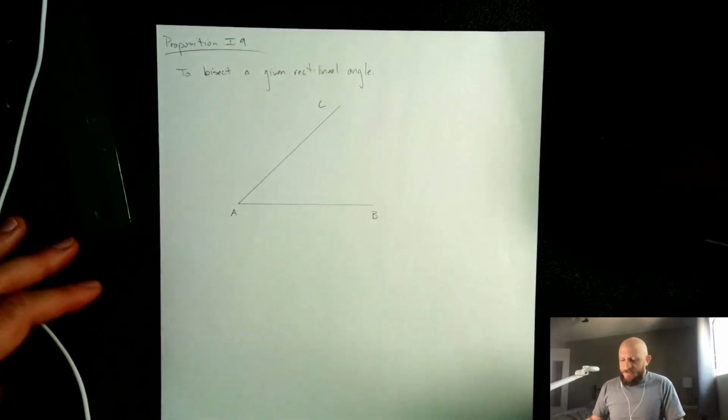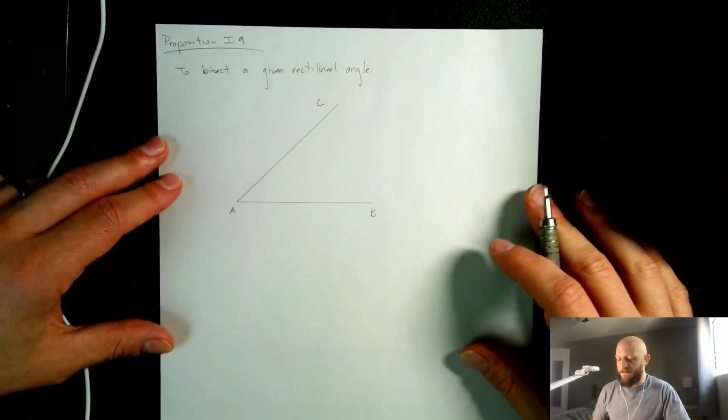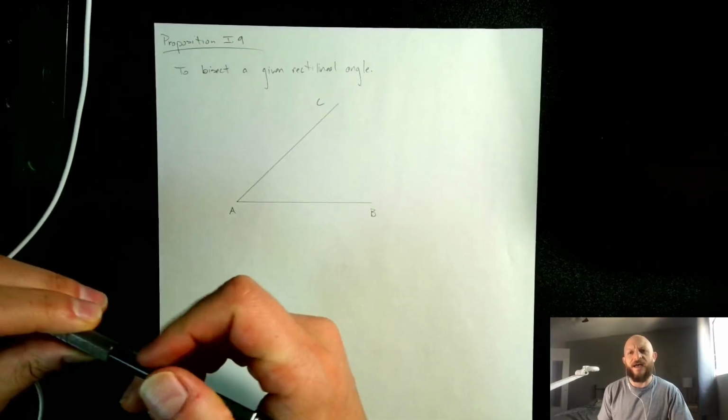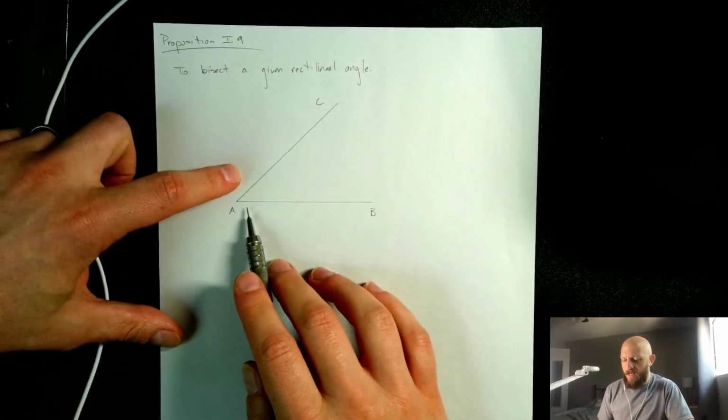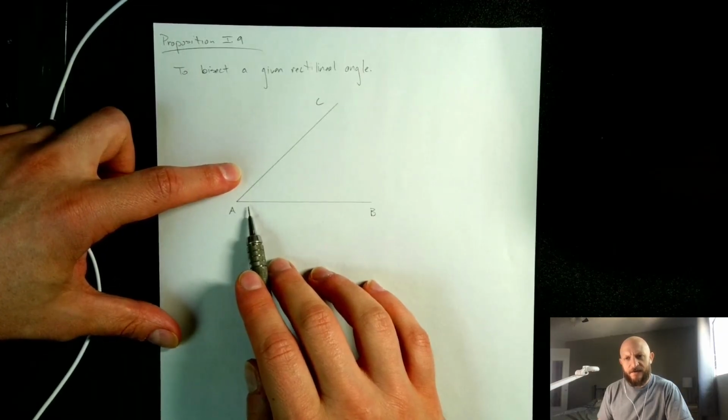Yeah. Proposition 9 is nice and simple and straightforward. To bisect a given rectilineal angle. Rectilineal, by the way, just means that the lines that are creating the angle are both straight lines.